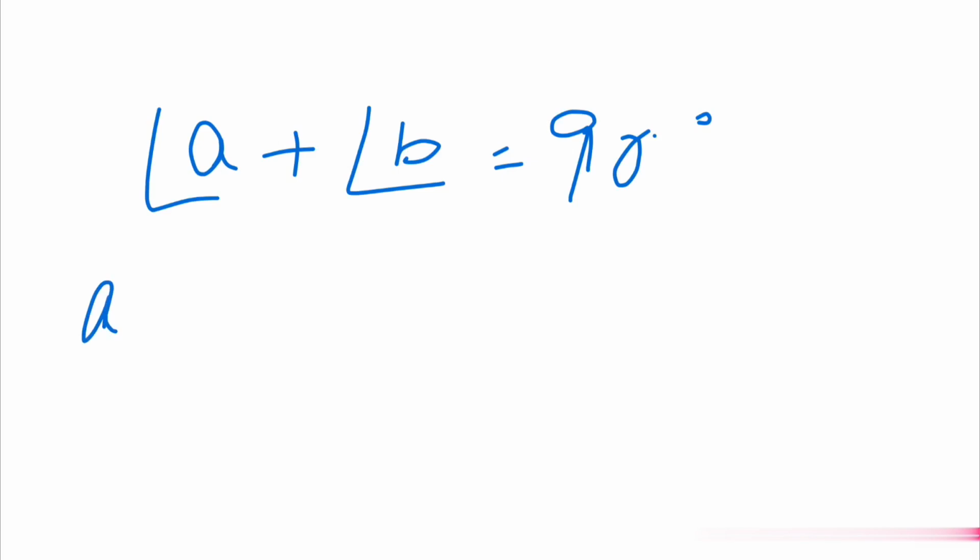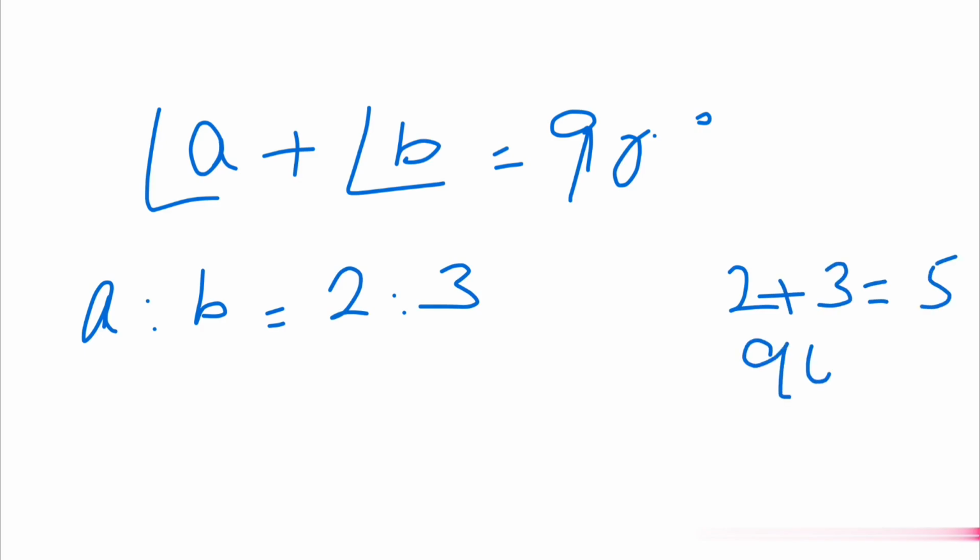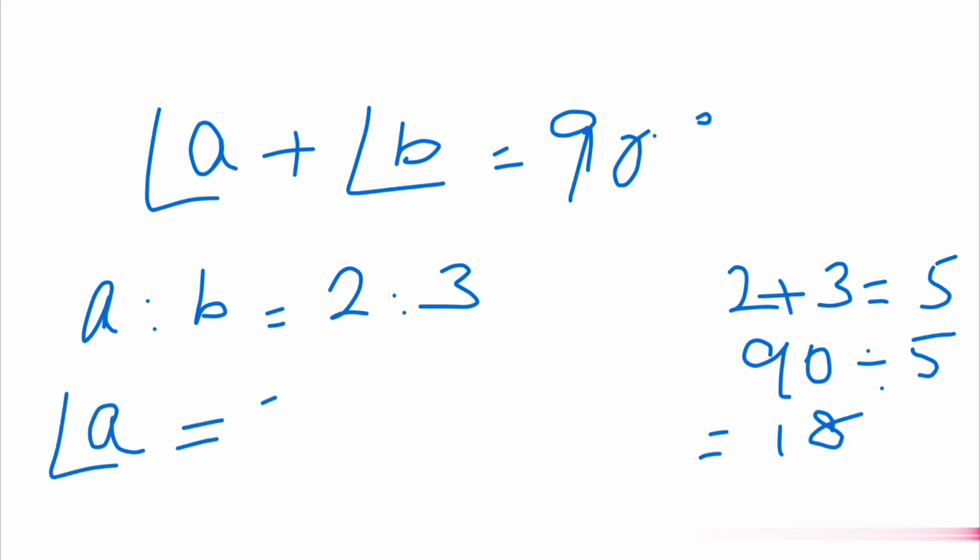They have given the ratio a is to b is equal to 2:3. Now we need to find the individual angle values, which we do from our small classes. 2 plus 3 is 5. 90 divided by 5 will give you 18. So multiplying 18 with this, angle a is equal to 36 degrees, angle b is equal to 54 degrees. We got the values of angle a and angle b.